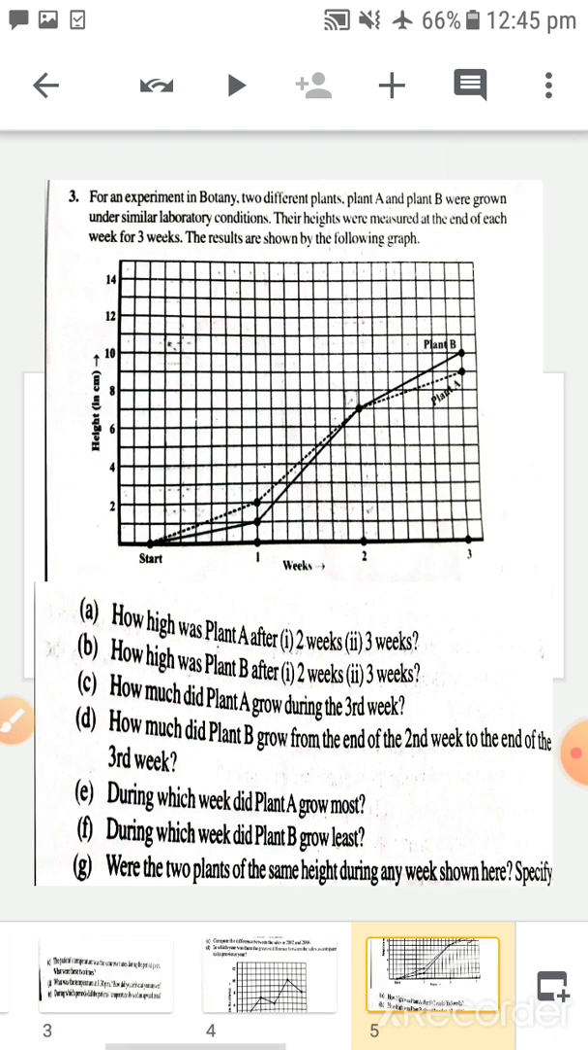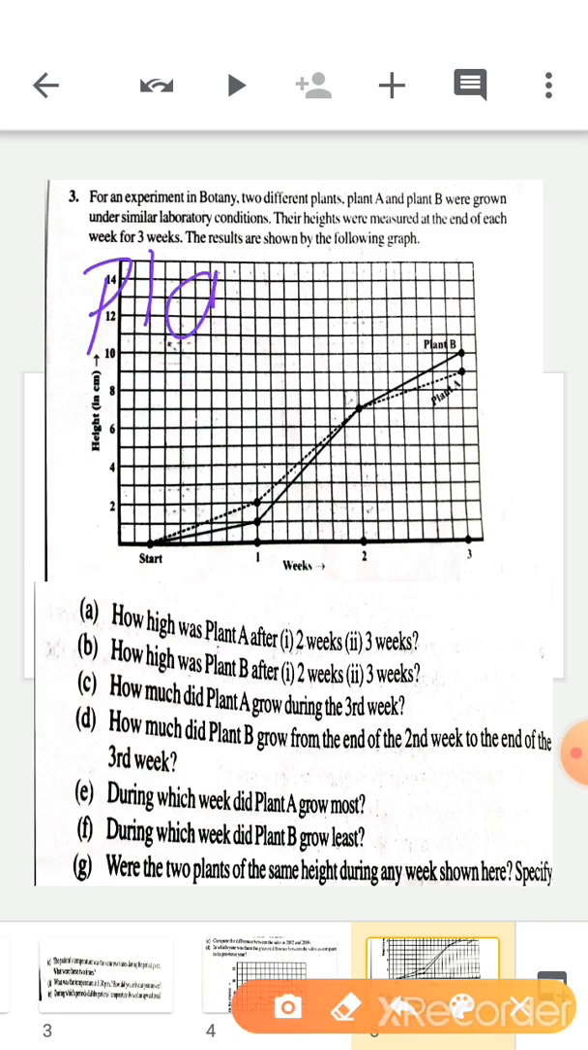Okay, then let's see question number 3. In this question we have a graph in which two sets of data are represented, data of plant A and data of plant B. So we have different lines. In question number 3, the data of plant A is represented by the dotted line, and the data of plant B is represented by this full line.